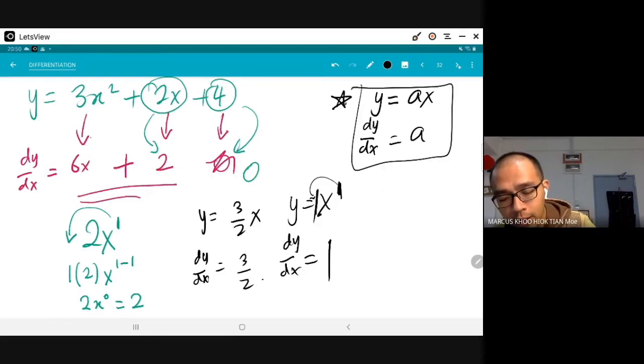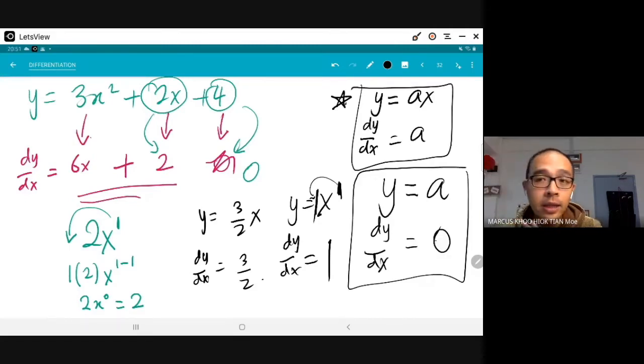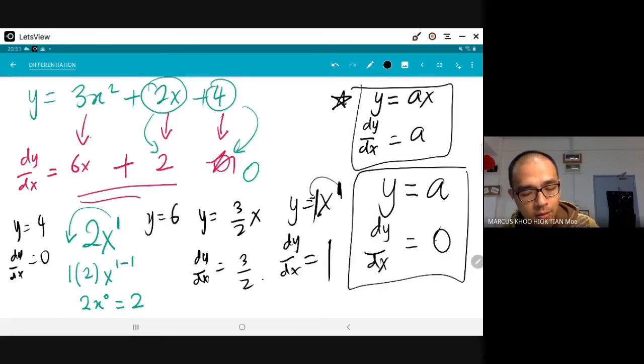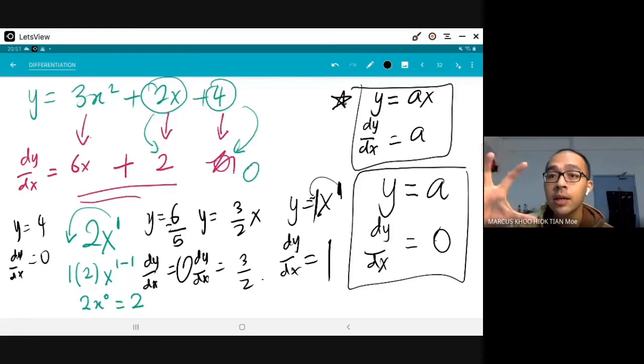If the function is just a number, when you differentiate, dy dx, the answer will be 0. This is the second thing you need to know. Any differentiation of a number is always 0. If y equals 4, dy dx is 0. If y equals negative 6 over 5, dy dx is also 0. It doesn't matter whether it is a singular number or a big fraction. As long as there is a number, no x, no power, the differentiation is 0.